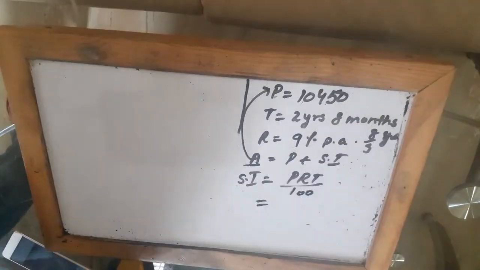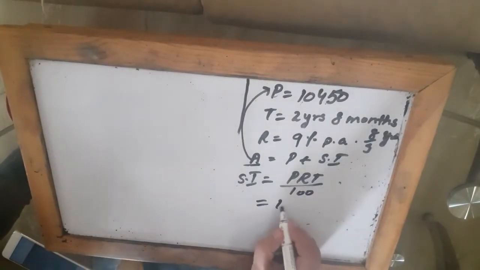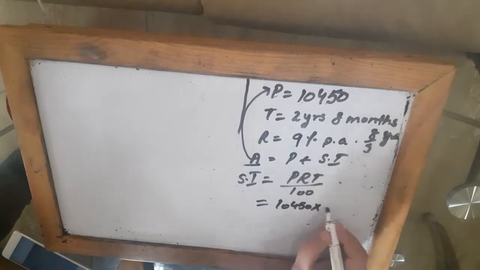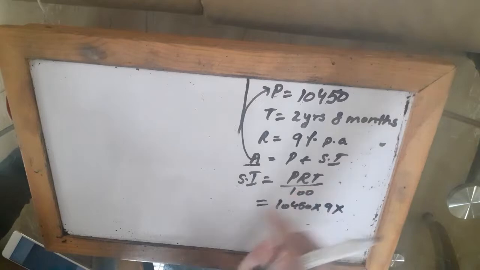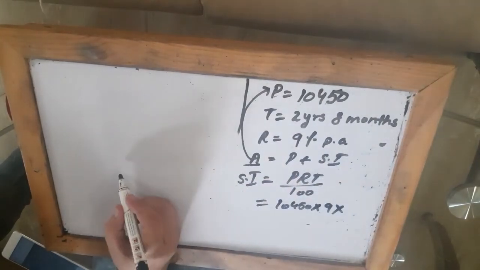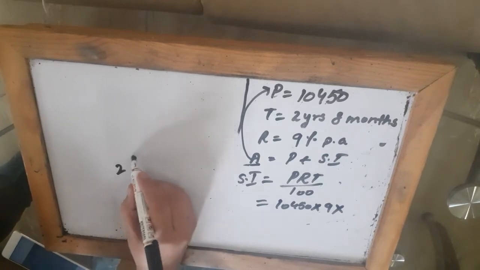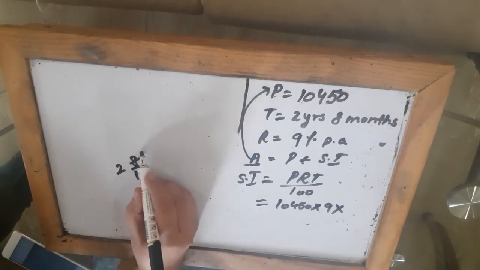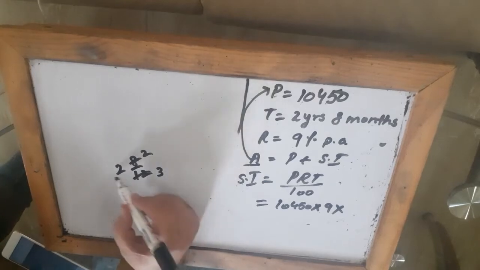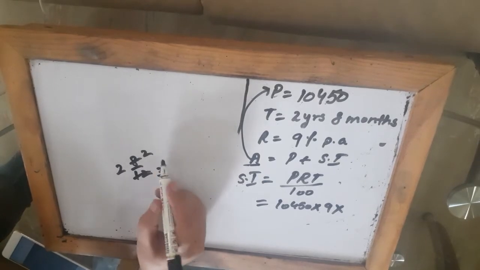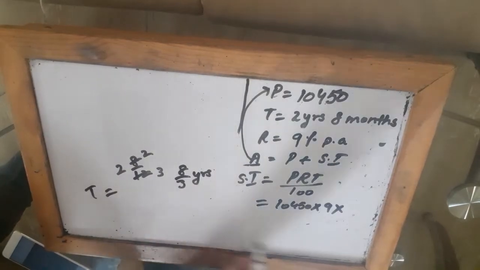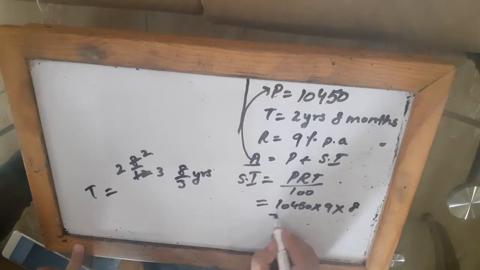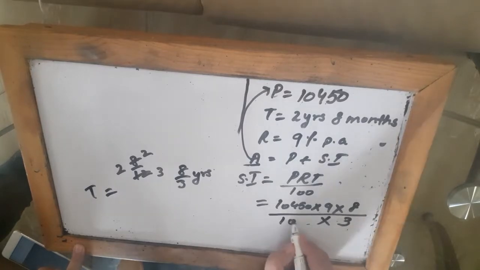PRT upon 100. So P is 10450, R is 9, and this 8 months, 2 years 8 months, I have to convert into years by dividing with 12. So 8 upon 12, so 4 2s and 4 3s. So this becomes a mixed fraction, 3 times 2 is 6, 6 plus 2 is 8, upon 3 years. So what is the time? The time is 8 upon 3 years. So 8 upon 3 multiply by 100.